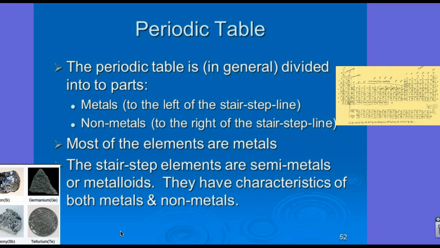So the periodic table is in general divided up into two parts, and that's kind of the dividing line. On this side are the metals, and on this side are the nonmetals. And going down this little dark line you see there, those are the semi-metals. I have a picture over here of some of the semi-metals. They're part metal, part non-metal.